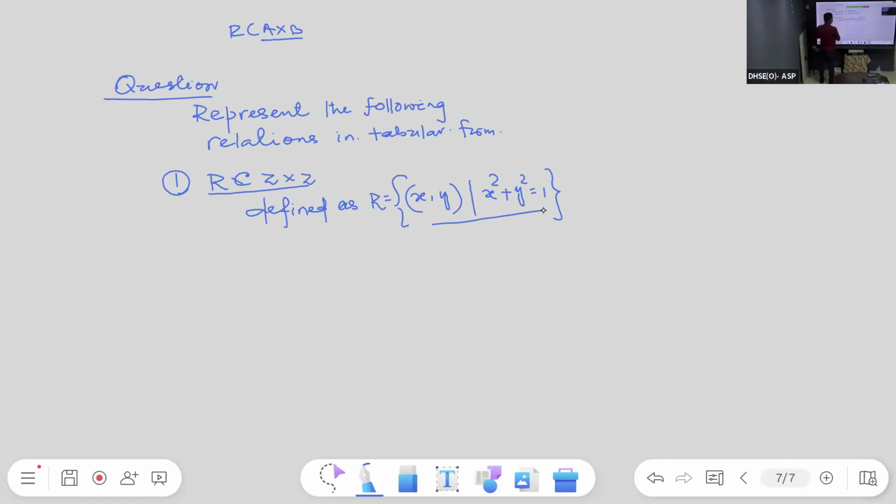Okay, let me discuss this question. How to express the set in tabular form? We have to choose x and y from the set of integers, the sum of whose squares is equal to 1. If you take x equal to 0, then y will be 1 or minus 1. So solution.